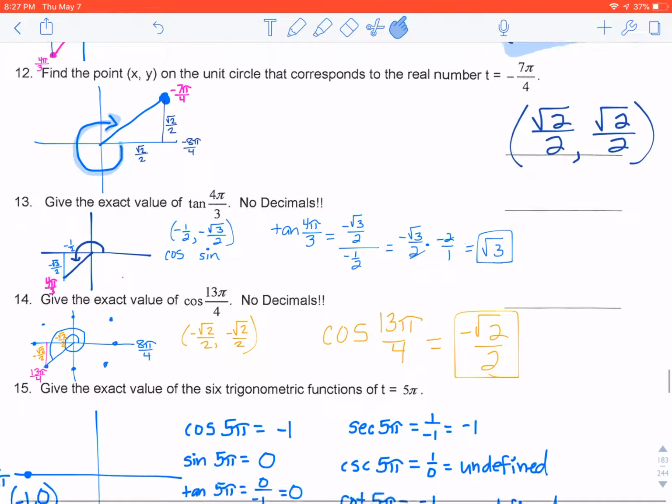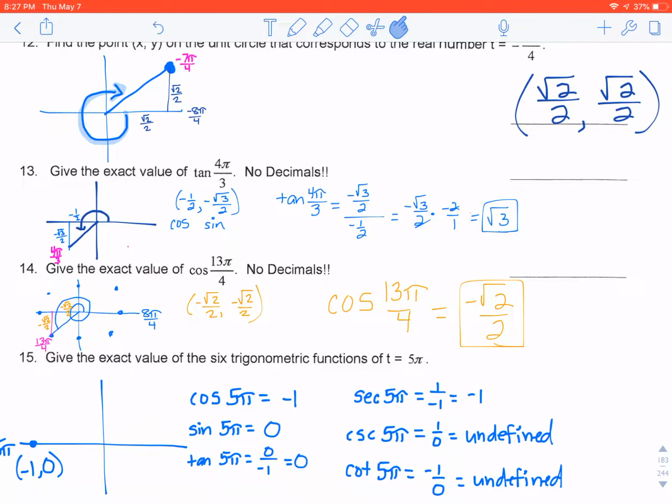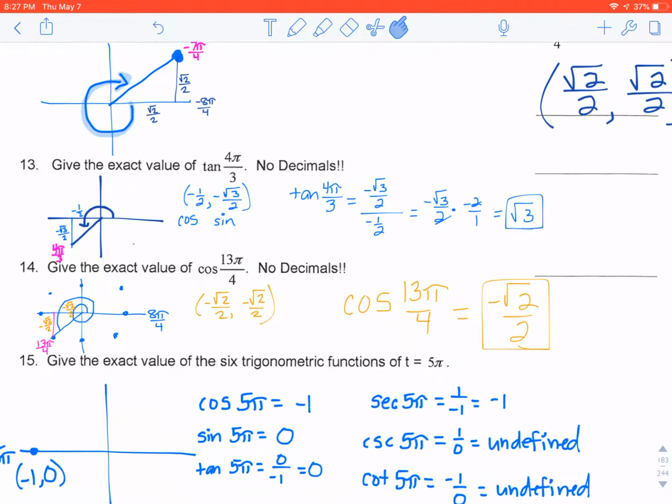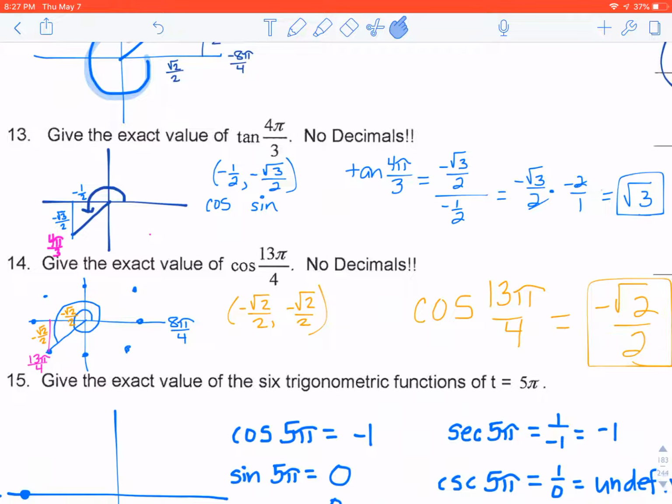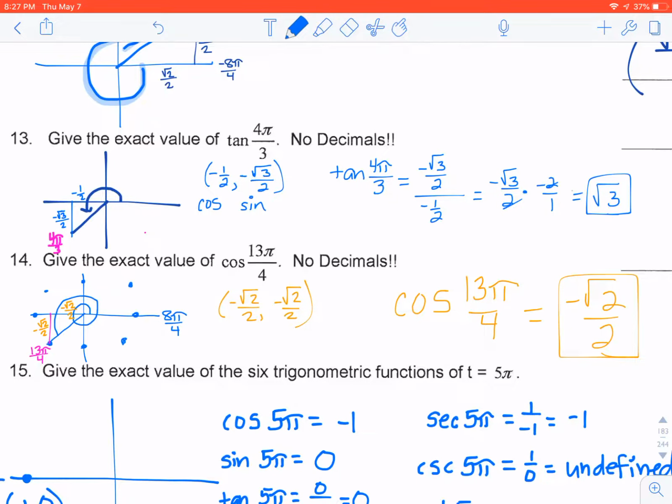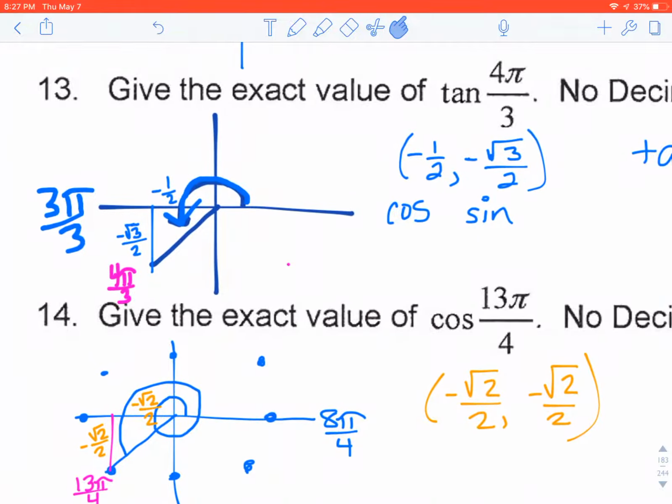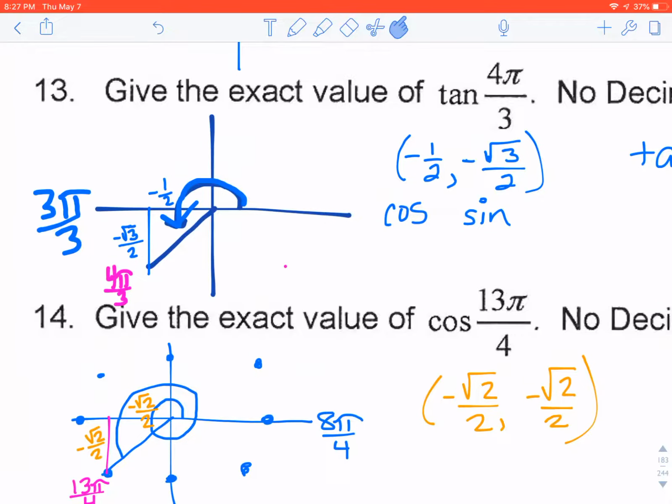Okay, 13, so this one's going to be a little bit different. We are now finding the exact value of the tangent of 4 pi over 3. Okay, again, we're not writing our answers as decimals. You want to keep them exact. So 4 pi over 3, remember, go over here. There's your 3 pi over 3. Go a little bit further. There's your 4 pi over 3. Okay, so family of 3. Again, you should have those memorized at this point. Your ordered pair is -1/2, comma, -square root 3 over 2.